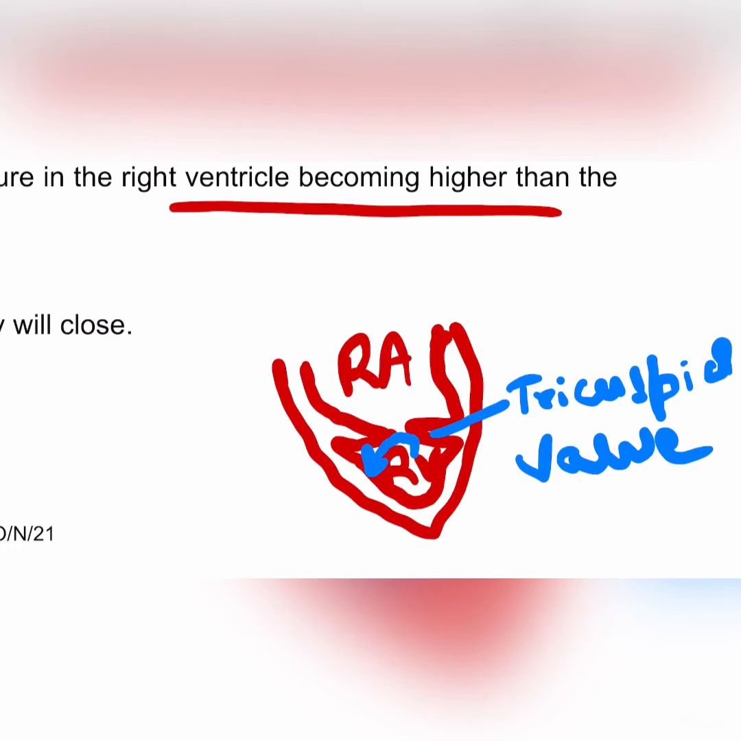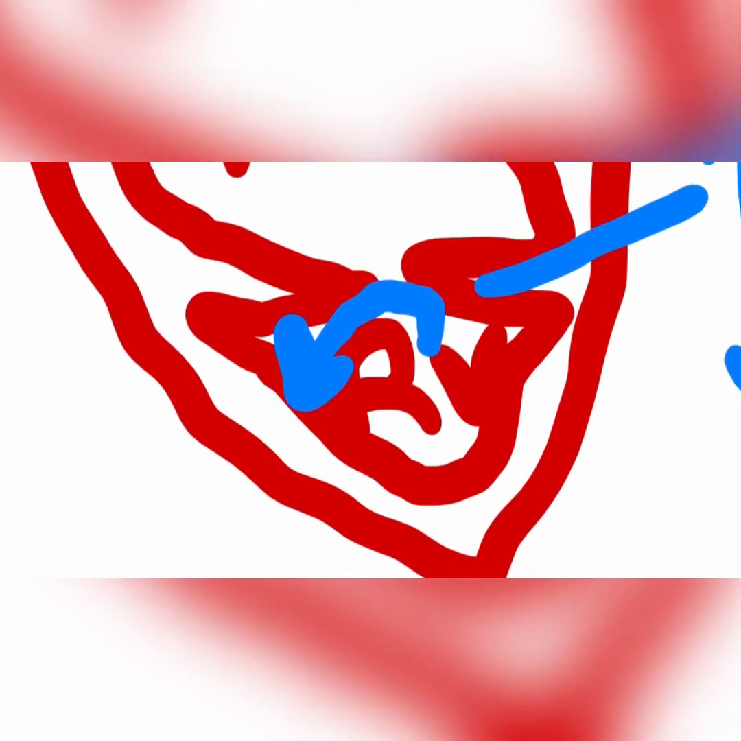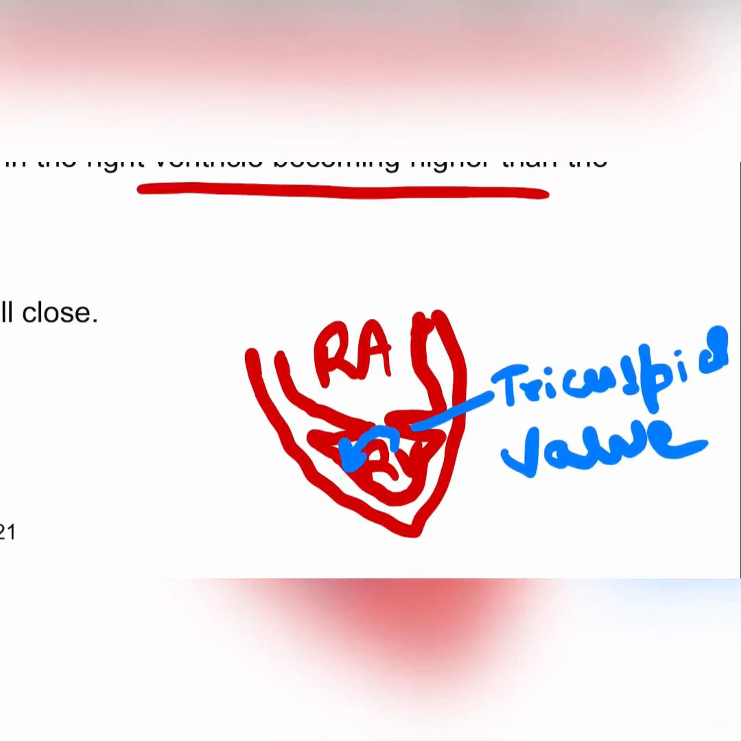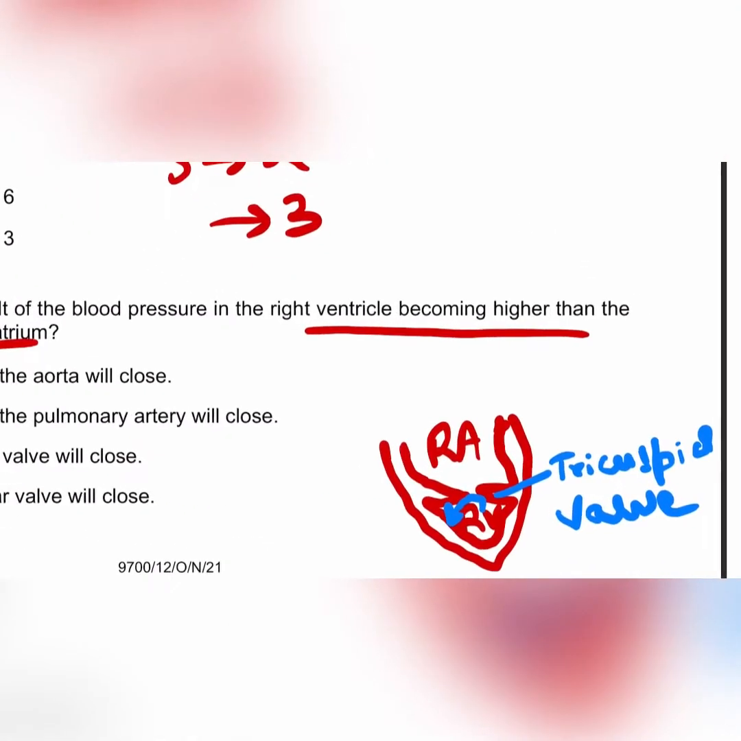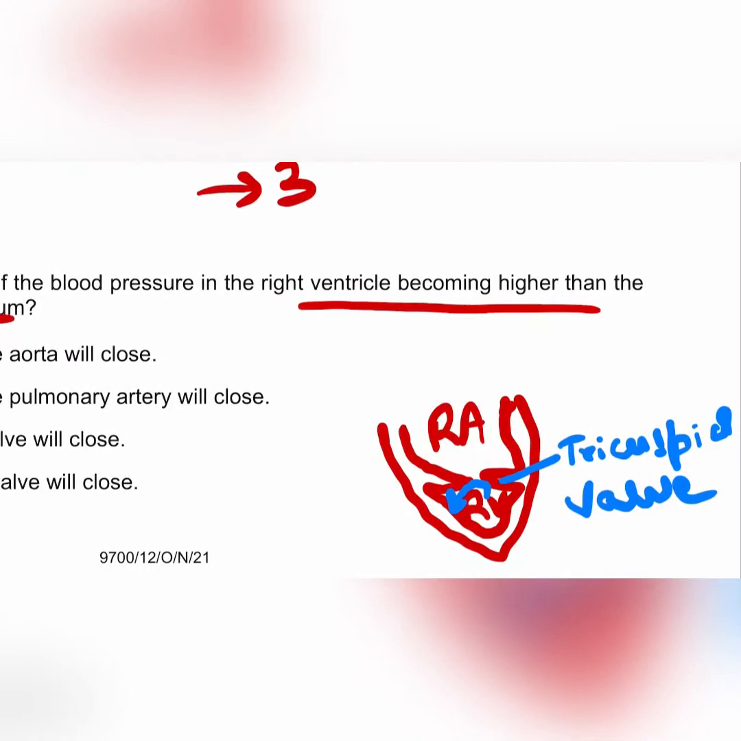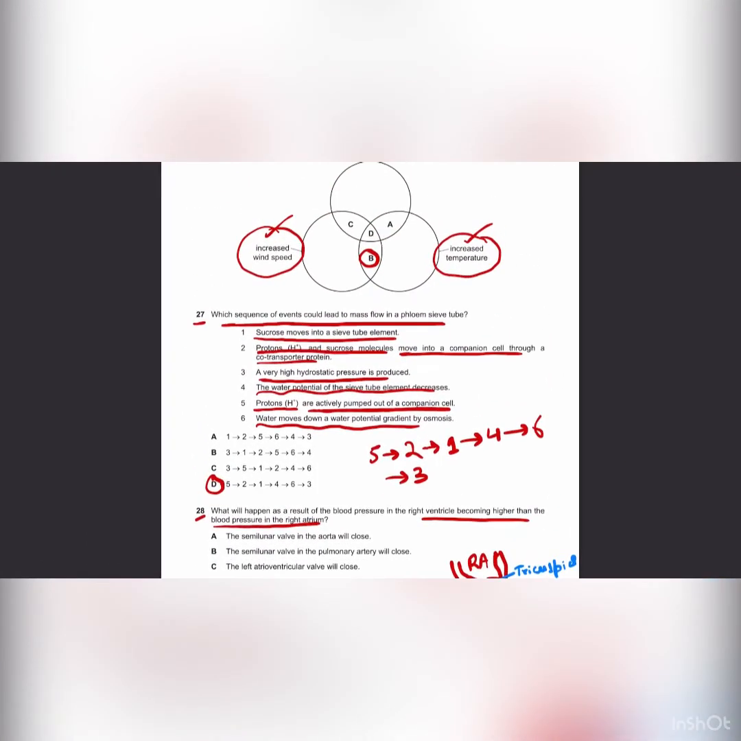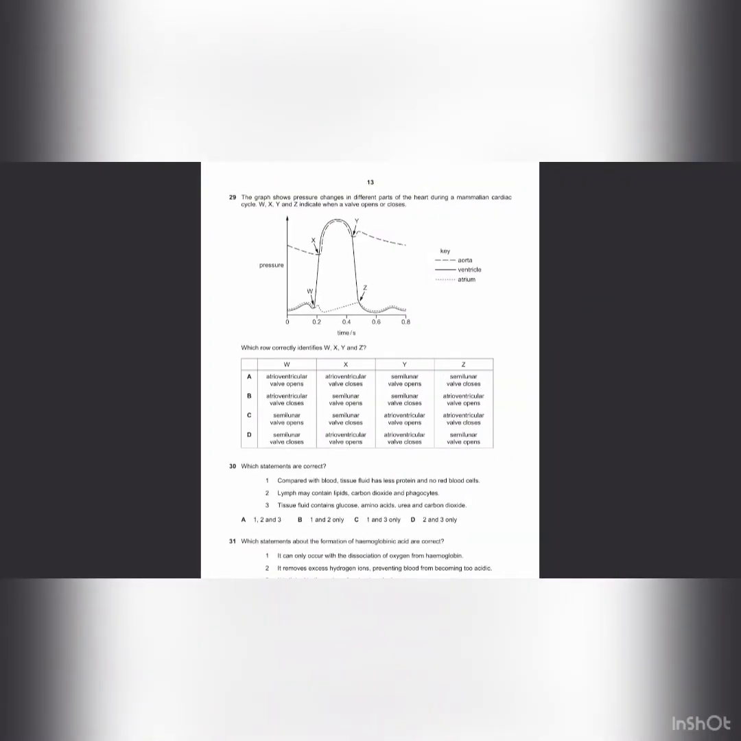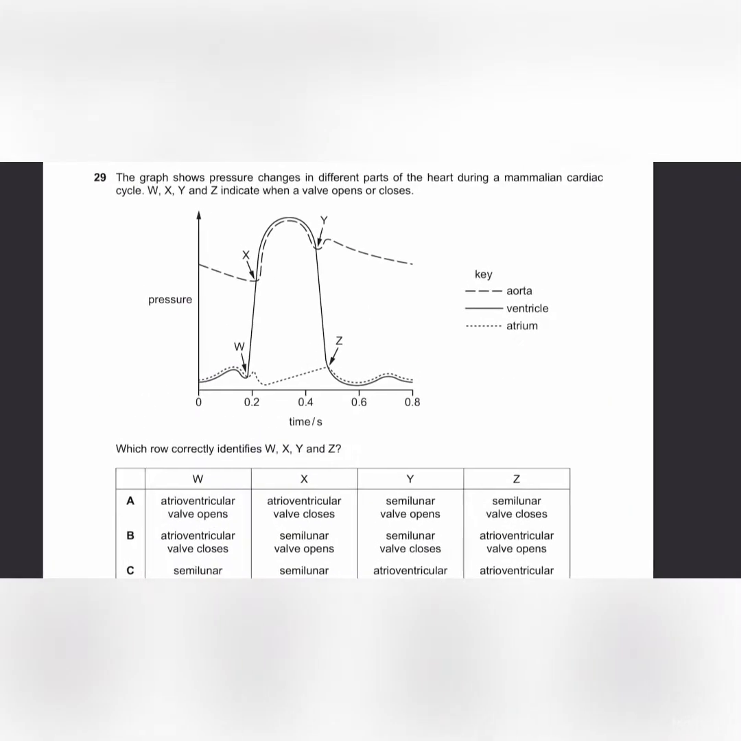Always remember that blood flows from high pressure to low pressure. So if the blood pressure in the right ventricle exceeds the blood pressure in the right atrium, the blood will try to backflow from the right ventricle to the right atrium. This will cause the tricuspid valve to close to avoid the backflow. So the answer will be the right atrioventricular valve will close. That is the tricuspid valve. Answer is D. Okay, MCQ number 29.